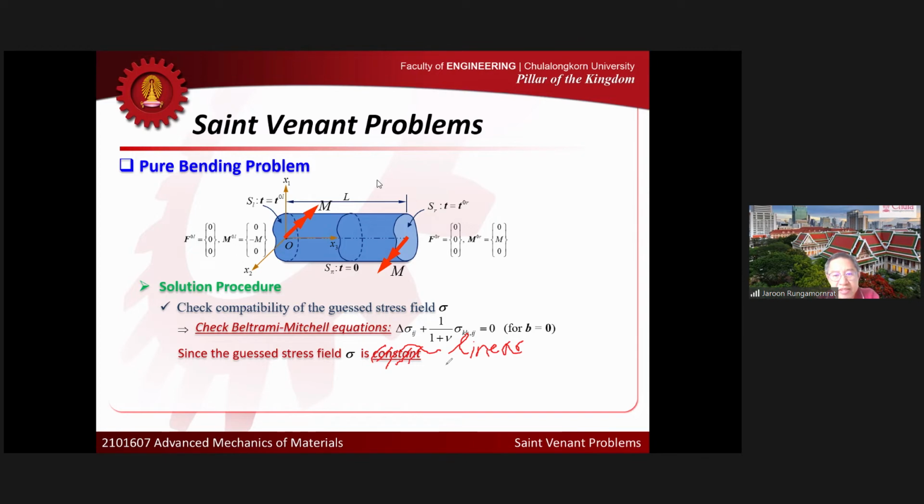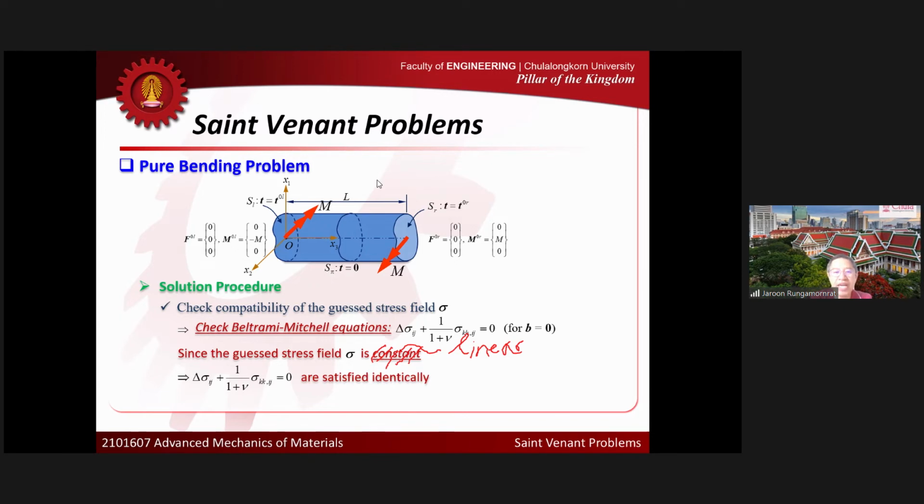Because this one is linear, if you take the second derivative of the linear function, it's always 0, right? So that term disappears and that term disappears. So now I can conclude that the Beltrami-Mitchell equations are satisfied automatically. Okay? It doesn't matter what the value of C is. Any value of C that you put there in the case of the stress field, it always satisfies the Beltrami-Mitchell equations, right?